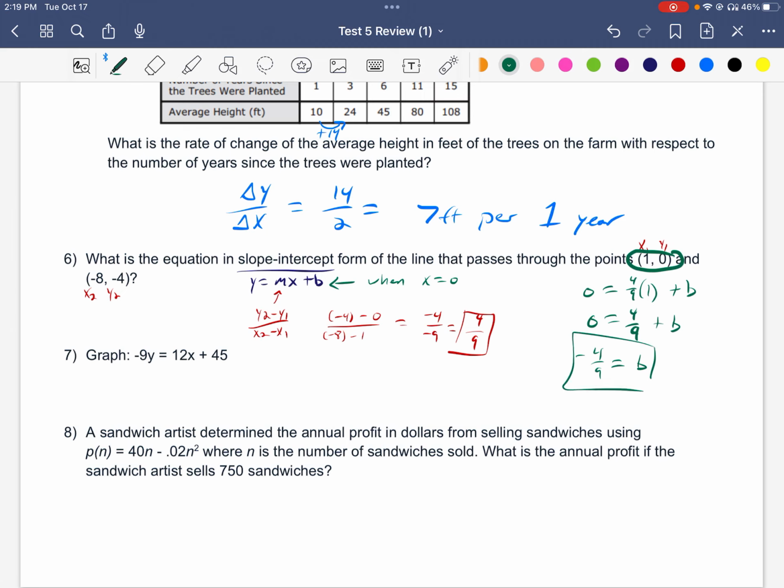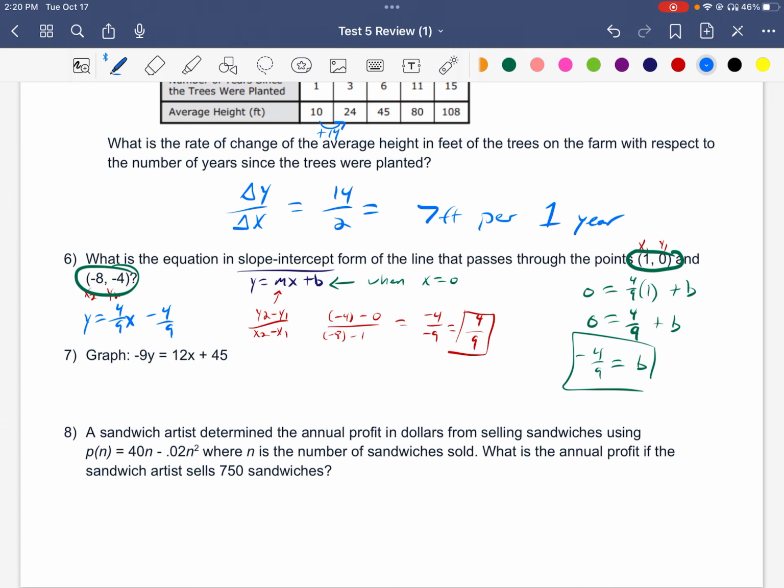So filling all that in, I could have used either point. I should get the same answer for either point. I could have used the point over there, the negative 8, negative 4, and I would have gotten the same answer. Filling all that in together, I'm going to write this out. I don't have a ton of space. Let's write it in blue. y equals, my slope is positive 4 over 9, multiplying the x. The y-intercept is negative 4 over 9. That's how that looks right there.